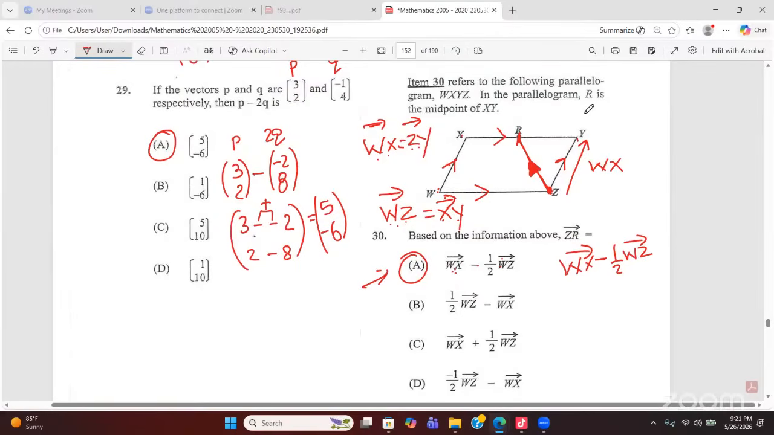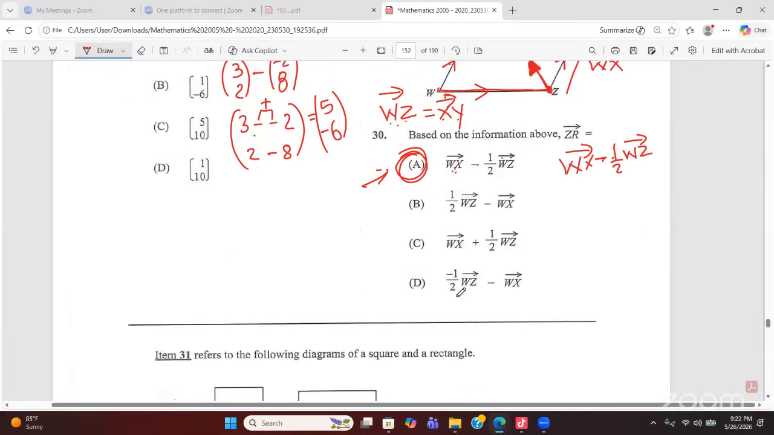Then I'm going to go this way now to come to R, but you could see the original arrow going that way, and I'm going against it, and I'm going halfway. So it's going to be a negative half. And guess what? They did not put YR, but YR is linked to WZ. It's a half of it, but the opposite direction, which is why we picked this. So you just got to look and go.